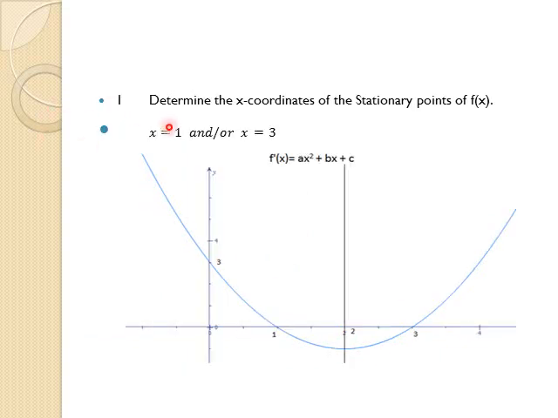Now, determine the x-coordinates of the stationary points of f of x. If you remember from the cubic function, we normally find the first derivative, make it equal to 0, and then we factorize and solve for x. Every time we found the first derivative, we found the equation of a parabola. So in short, if I have a parabola, the x-intercepts 1 and 3 are also the x-coordinates of my stationary points. So therefore x equals 1 or x equals 3, as given there on the graph.